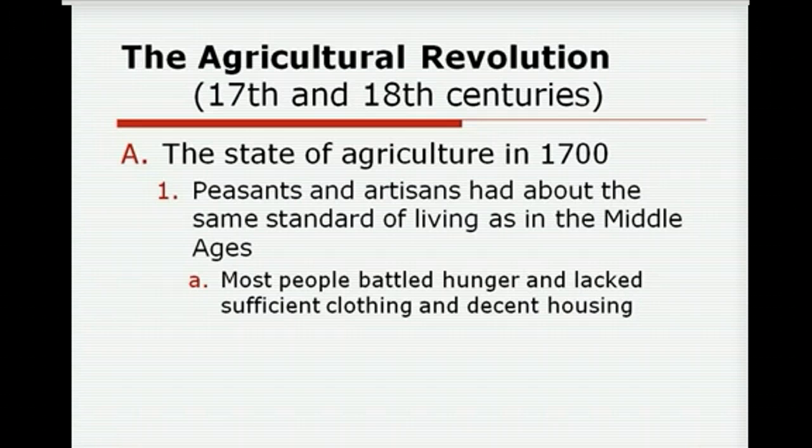Okay, so let's set the stage really quickly: what it was like before the 17th and 18th century with regard to agriculture. In the state of agriculture in 1700, our peasants and artisans had about the same standard of living as in the Middle Ages. We haven't seen a lot of change there. They're still broke, they're still poor. Most people are battling hunger and lack sufficient clothing and decent housing. They're going to eat things like dandelions, bark, and grass. Those are considered famine foods.